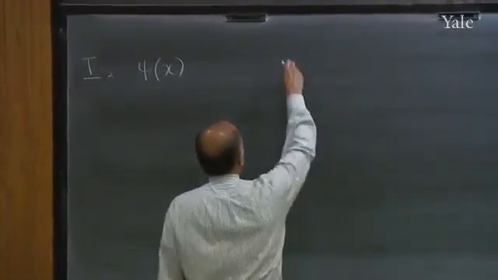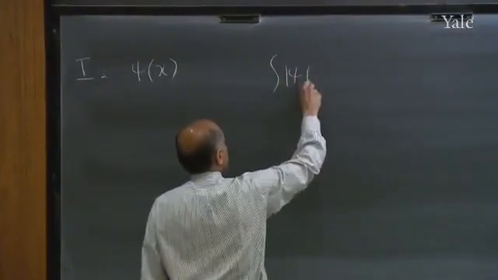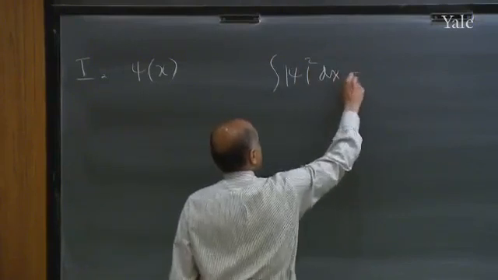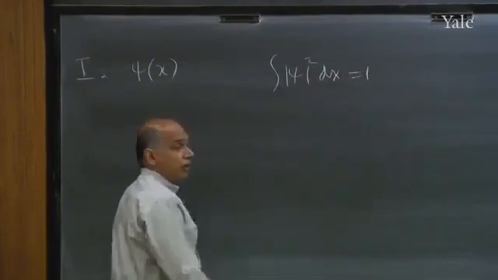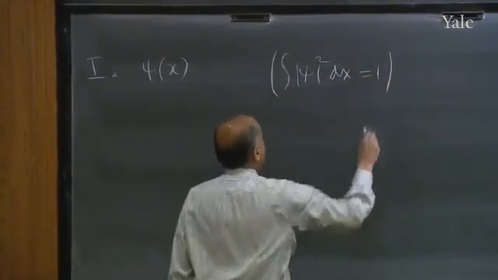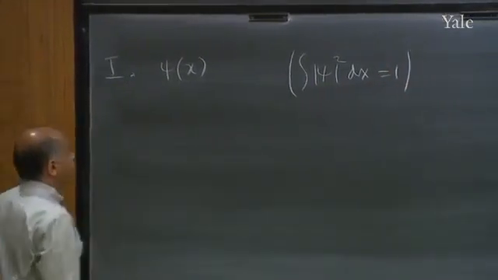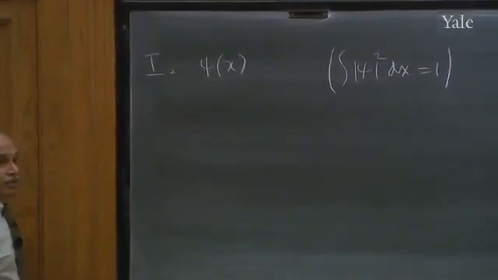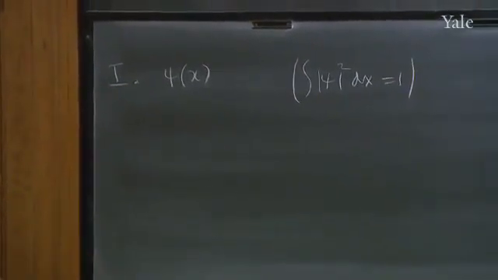And we always choose psi so that the integral of psi squared dx is normalized to 1 in all of space. That is a convention. It's not required. If you take a psi and you multiply it by a number, it stands for the same physical state. So you pick the number so that the square integral of psi is 1.